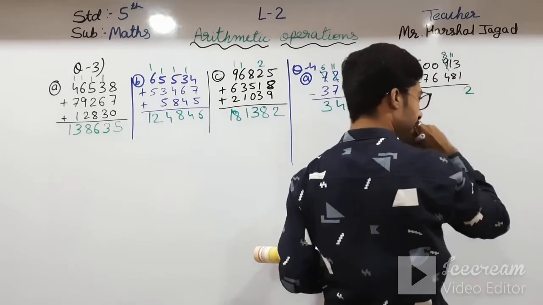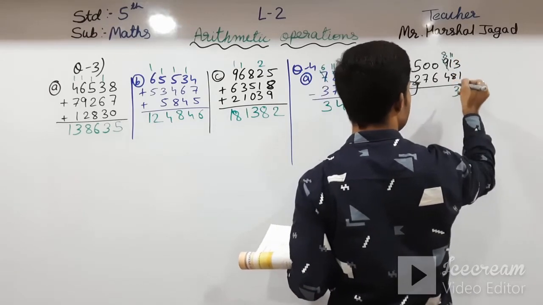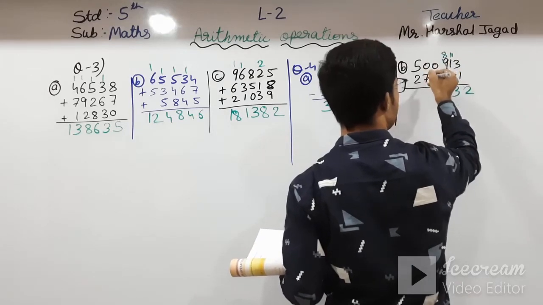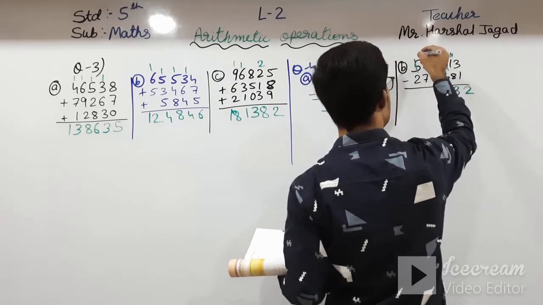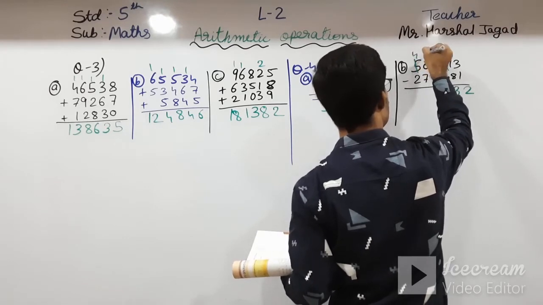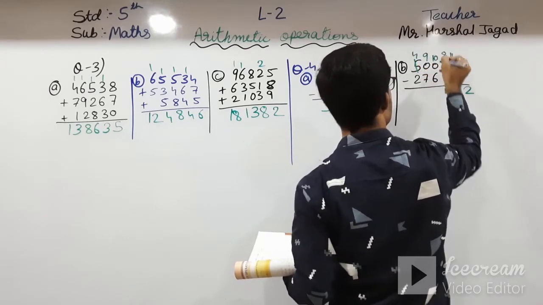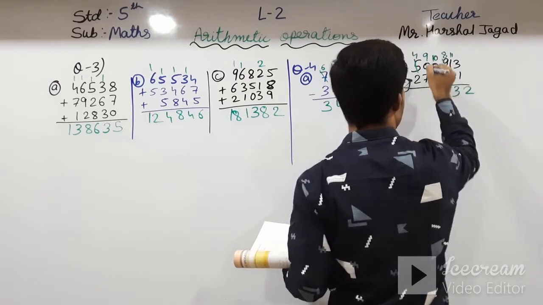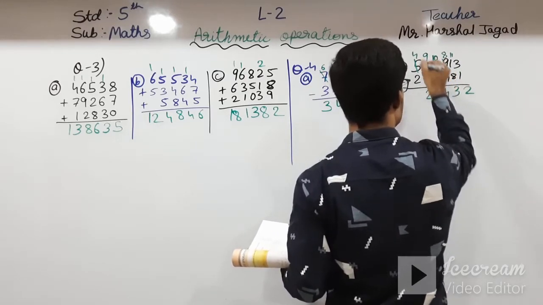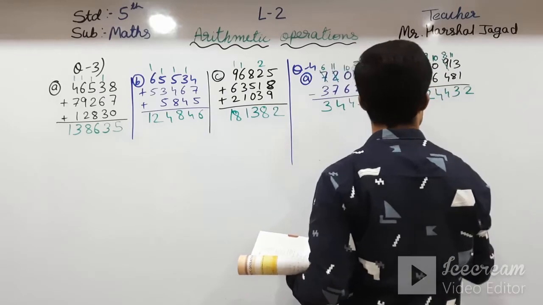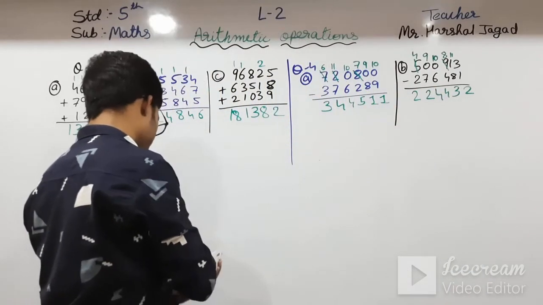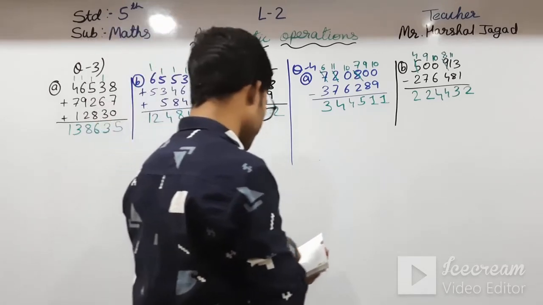11 minus 8, that is 3. 8 minus 4, that is 4. 0 minus 6 not happen. 0 minus 7 not happen. So from borrowing 5, then here will be 4, here will be 9, here will be 10. So 10 minus 6, 4. 9 minus 7, 2. 4 minus 2, 2. So this is your second, and the last one, C.